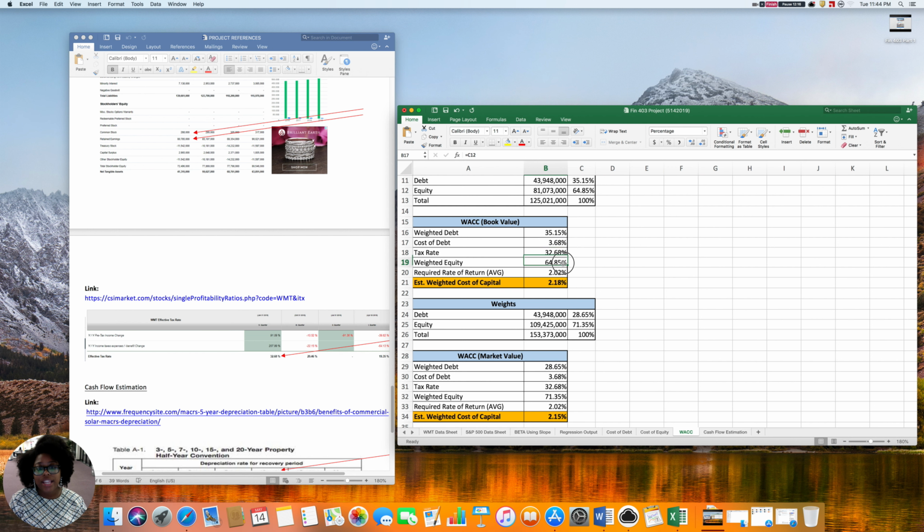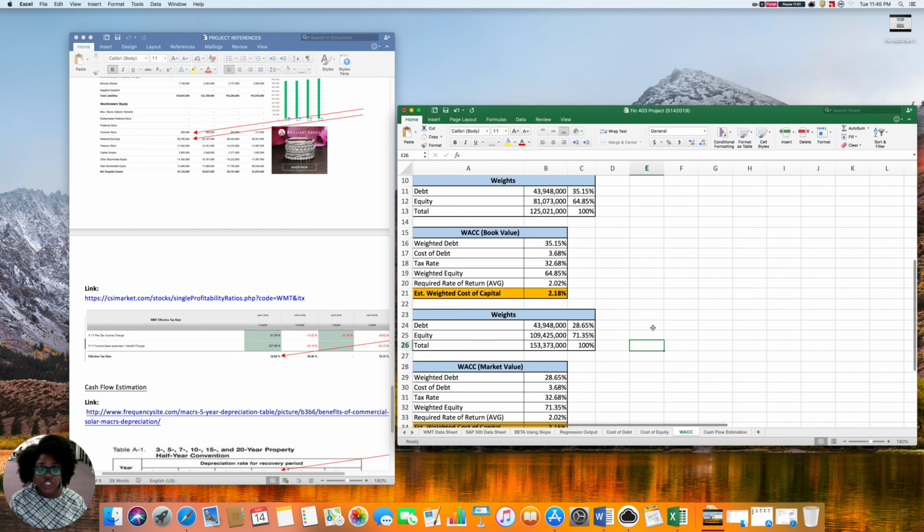And so the weighted equity is 64, and then the required rate of return, which is from the cost of equity page, that's 2.2%. So the weighted cost of capital is very low. It's actually only 18%, which is really surprising, because I was like, wow, it's very low. But that's going to be good, because when we go to our cash flow estimate, you're going to see how that's going to affect the NPV.